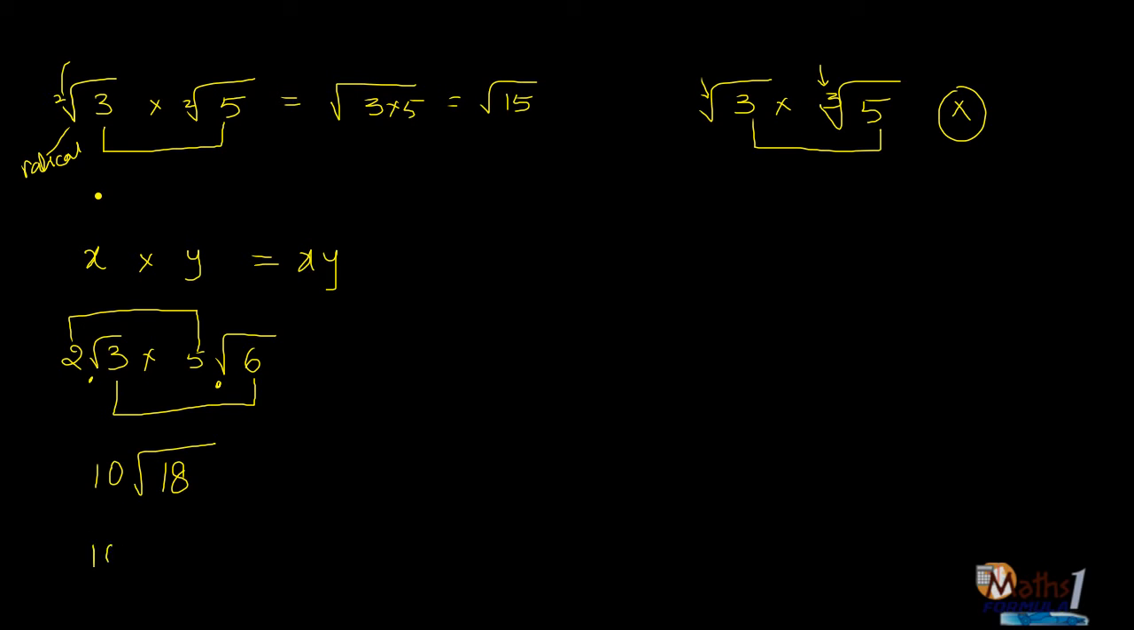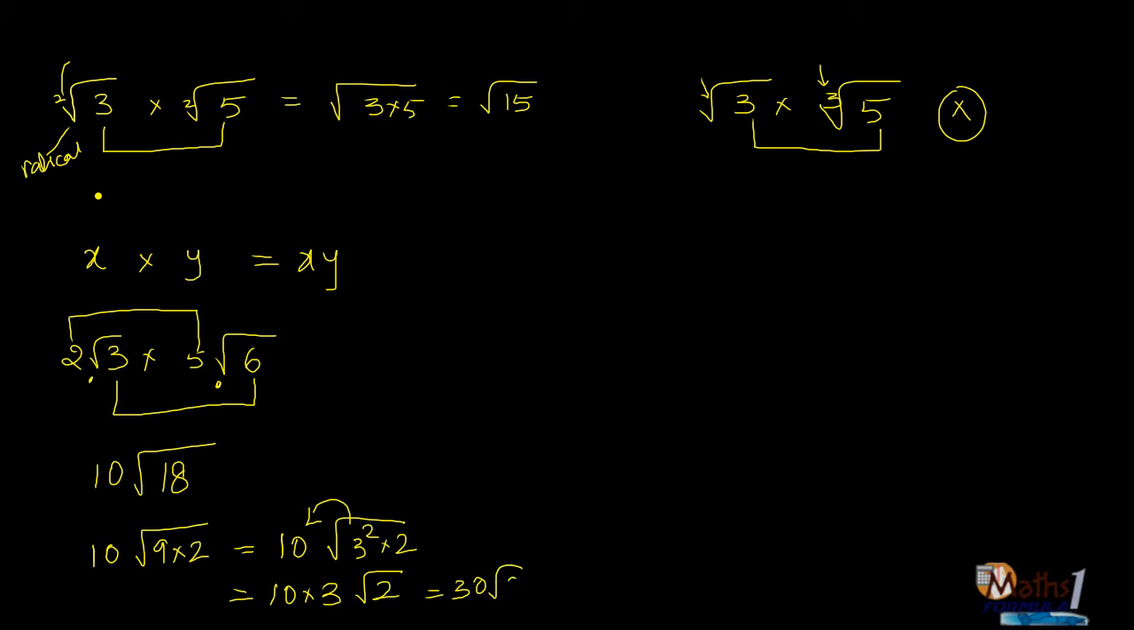So if I prime factorize, 18 can be written as 9 into 2, but actually not prime factorized, it should be 3 into 3 into 2. 9 can be written as 3 square, or square root of 9 is 3, so that 3 will come out. That will have 10 multiplied by 3, root 2 stays as is. This will be 30 root 2. Remember, that's a simplification process. It's there everywhere across addition, subtraction, multiplication and division.